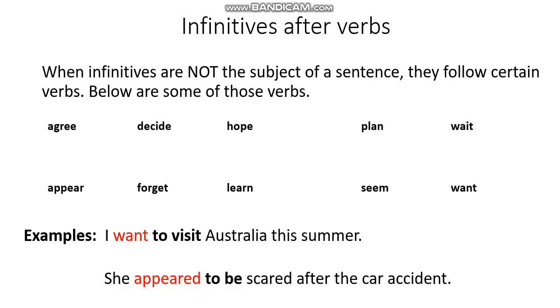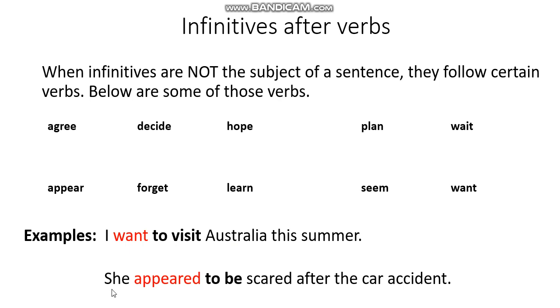Just like gerunds, when infinitives are not the subject of a sentence, they follow certain verbs as well, such as agree, decide, learn, plan, and others. Let's look at our examples. First example, I want to visit Australia this summer. So we have want there, and it's followed by an infinitive, to visit.